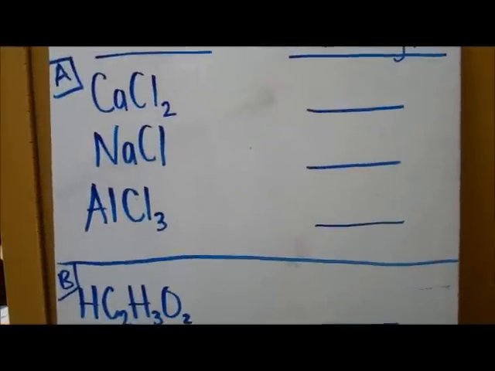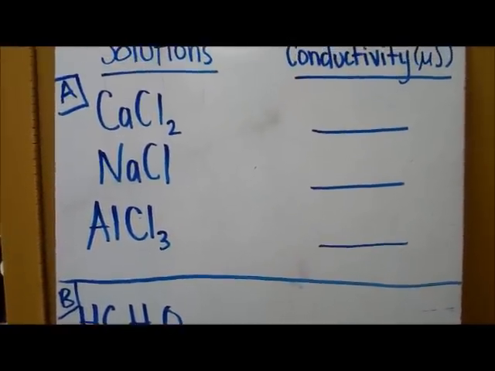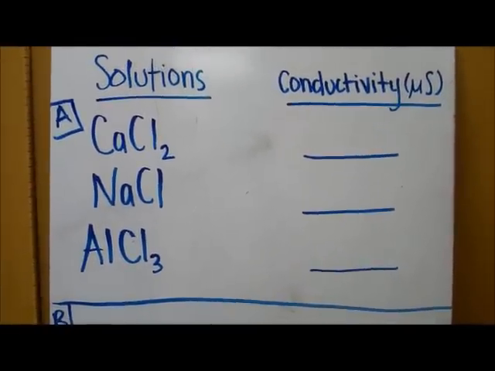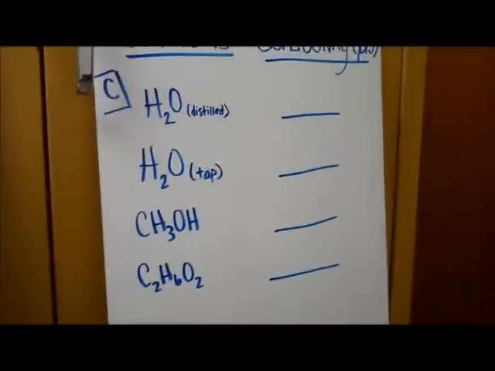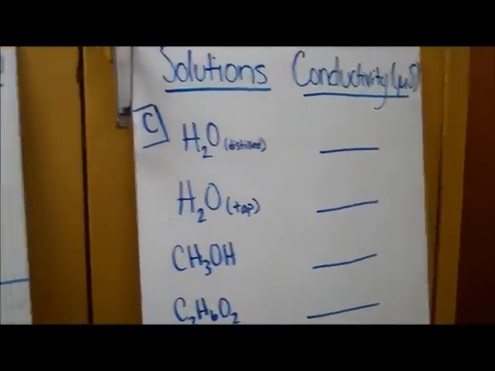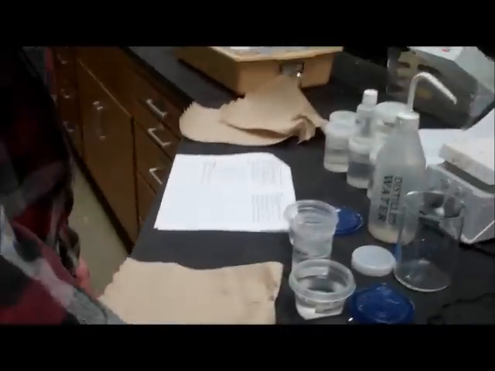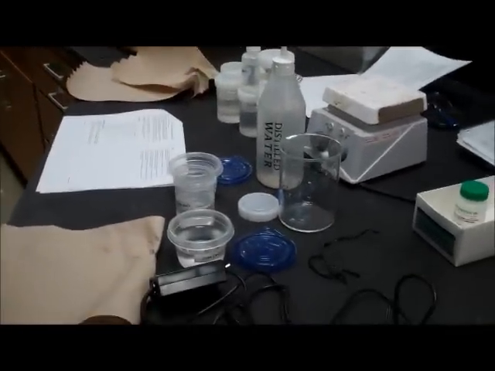Here's our data table. The solutions are organized into 3 groups. So here's group A, group B, and group C. Race will begin with group A.